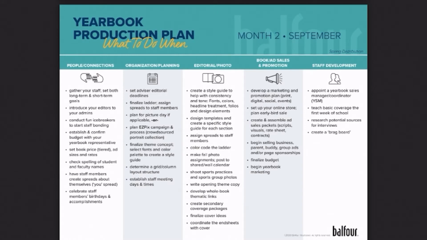Under editorial and photo, that's the coordinating. So creating secondary coverage packages, that's a really great thing to teach right before you do the About Me spreads, but then also coordinating the end sheets with the cover. So when you're thinking about your cover design, make sure that you're also thinking about how that can be pulled throughout your book as far as the theme goes, on your divider pages and also on your end sheet too.